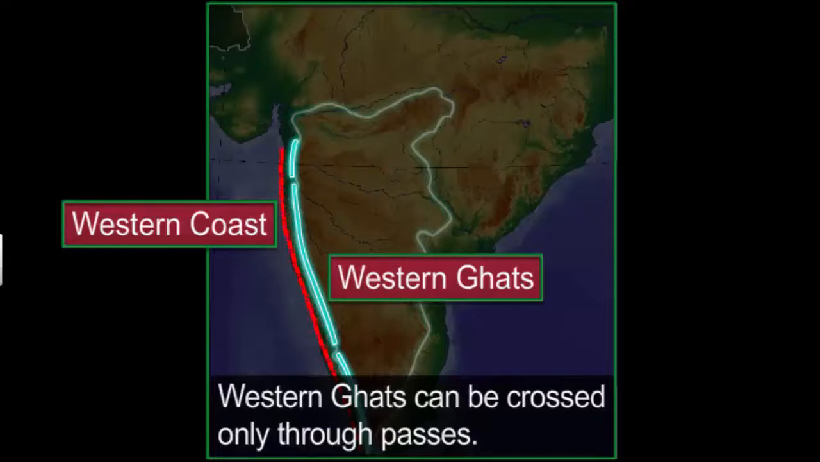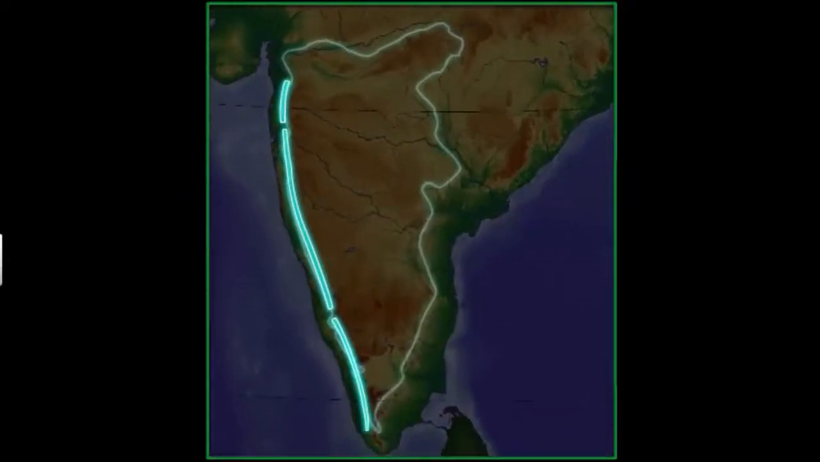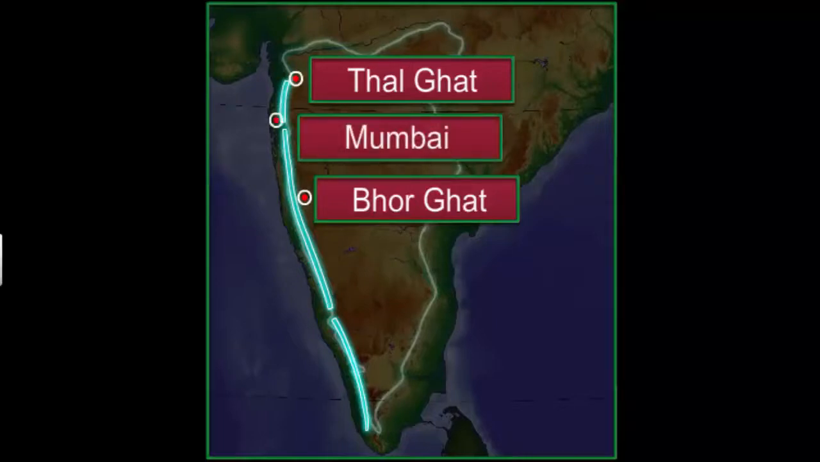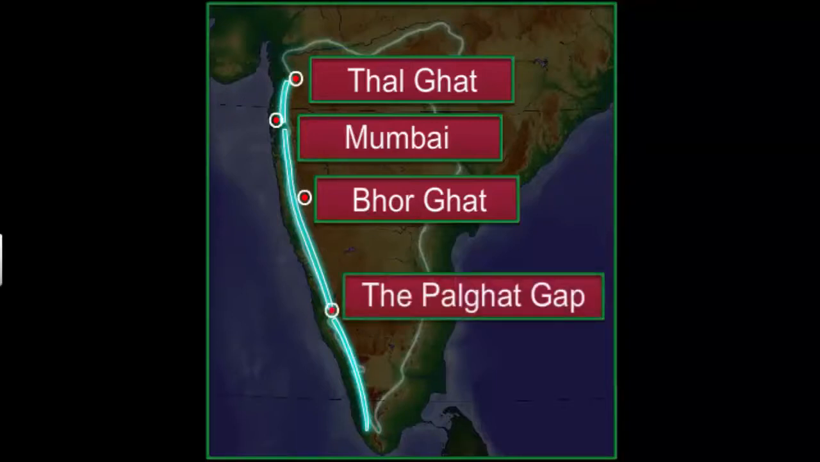They are continuous and can be crossed through passes only. For example, the Thal Ghat and the Bhor Ghat passes act as links between the interiors of the Deccan Plateau and Mumbai. Another pass, the Palghat Gap, found on the Kerala-Tamil Nadu border, serves as a major communication route between the two states.